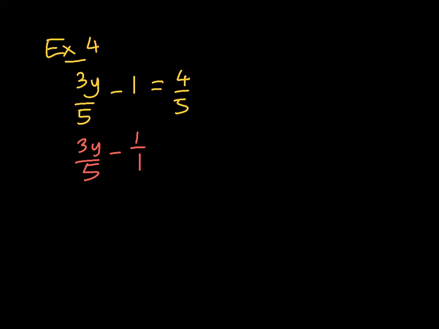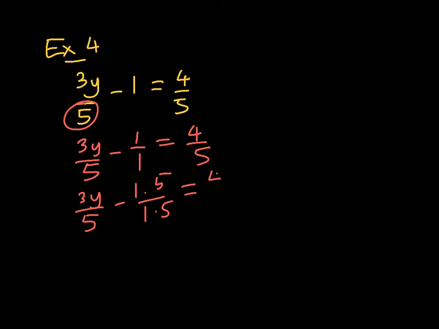To convert it to an equivalent fraction, we're going to multiply with the opposite denominator, which is 5 in this case. So 3y over 5 minus 1 times 5 divided by 1 times 5. Essentially, we also multiply 3y over 5 by the denominator of the opposite fraction, which is 1 in this case. But we're not going to bother ourselves because we know that 1 times 3y and 1 times 5 is still going to be 3y over 5. But keep that in mind, okay? Is equal to 4 over 5.